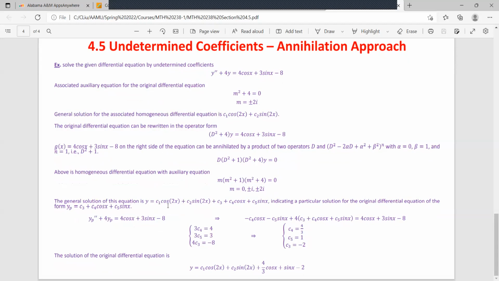So that's just C1 cosine 2x plus C2 sine 2x, coming from 2i. And then C4 cosine x plus C5 sine x comes from i. And the constant C3 comes from 0, e to the alpha x. When alpha equals 0, you just get a constant. And that's the solution for this homogeneous differential equation. All right? Remember?